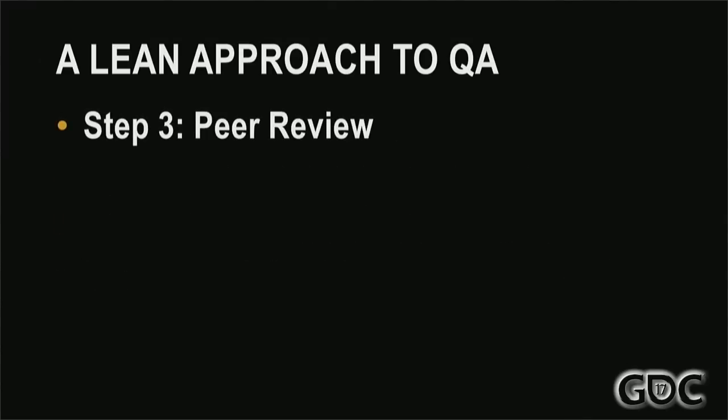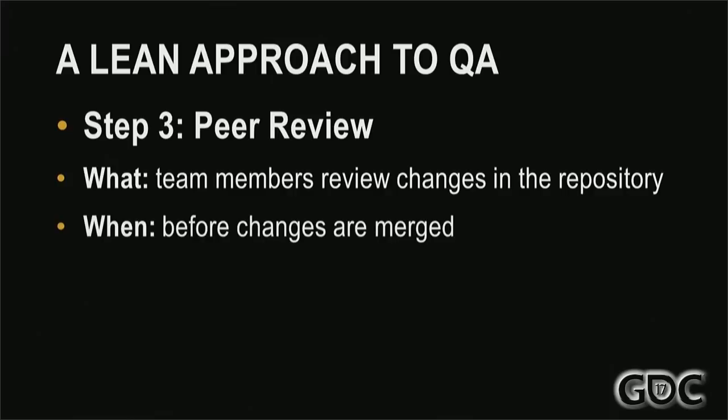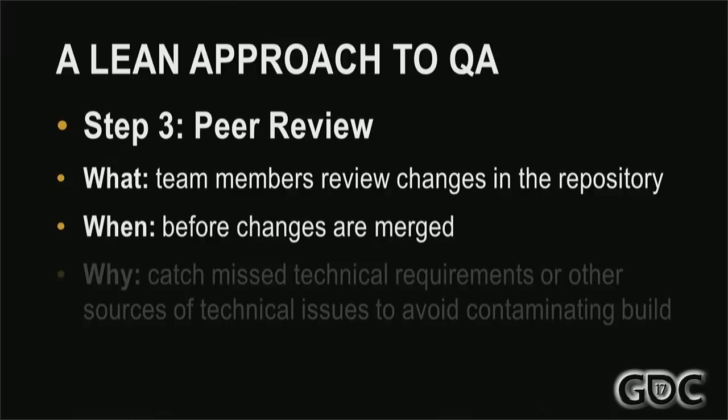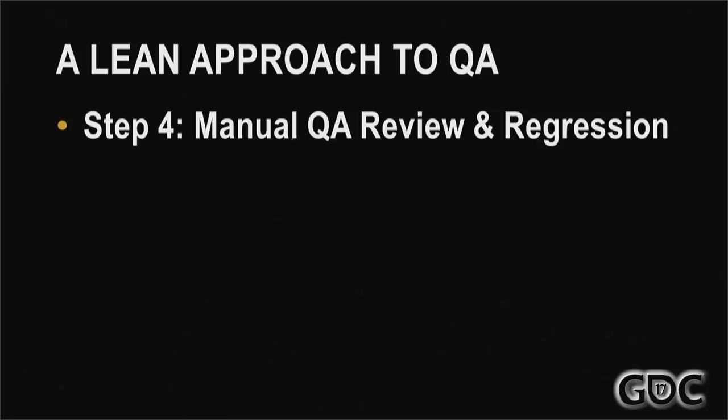Third step would be peer review. Have other people review your changes in the repository before the merge actually gets approved, so you can catch missed tech requirements, other sources of error before they can contaminate a build. And the final step will be actual manual QA and regression.